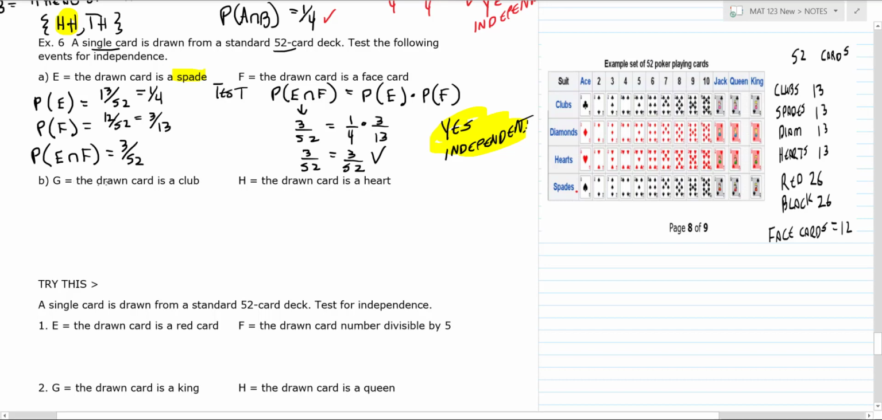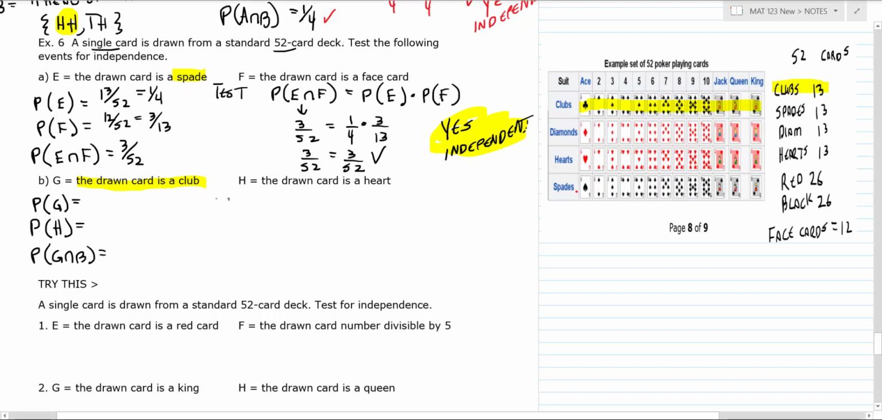Now we're going to look at the event of drawing a club and the event of drawing a heart and see if they're independent or not. We're going to do the probability of getting a club, the probability of getting a heart, and then the probability of the intersection of those two sets. To begin with, let's do the probability of a club. So what's the probability of a club?